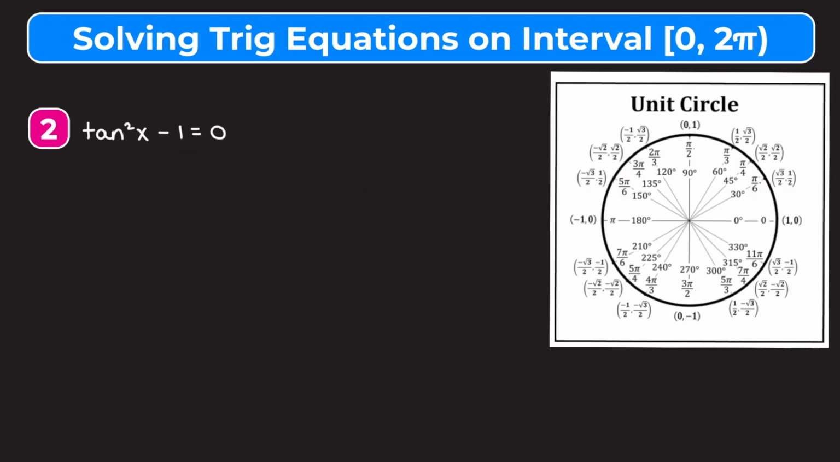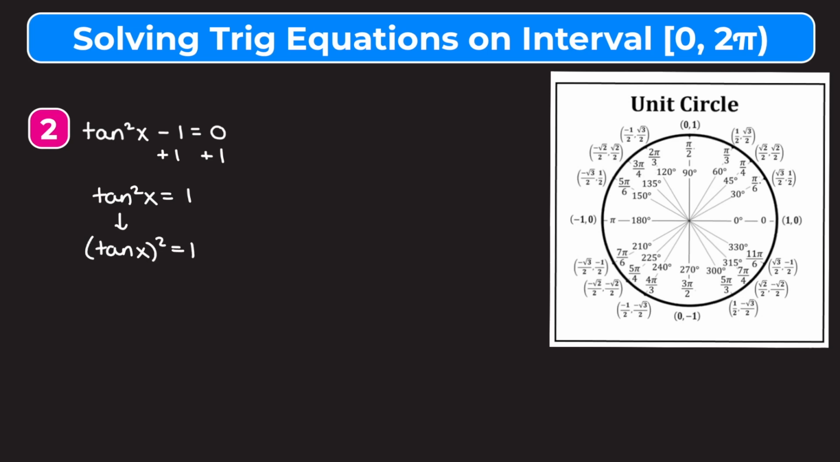So example 2 is tan squared x minus 1 is equal to 0. Again, our goal is to get tangent of x by itself. So first we want to add 1 to both sides of our equation. On the left, we have tan squared of x. On the right, we have positive 1. And now this is really the same as the tangent of x, this entire thing squared. So you can think of it like this.